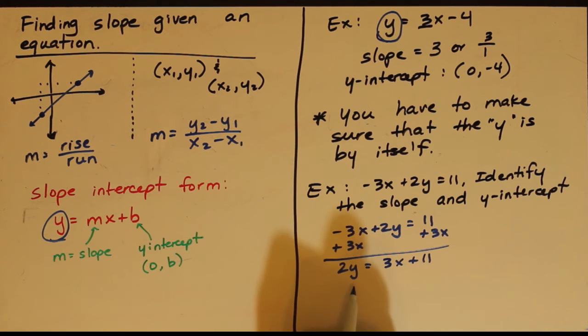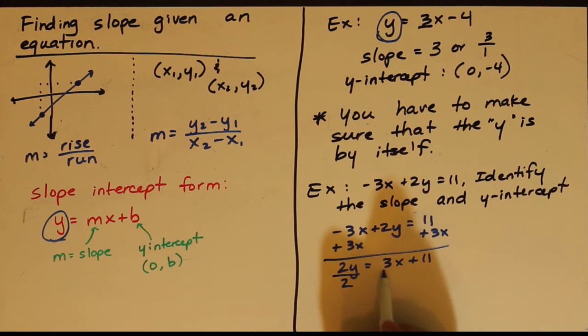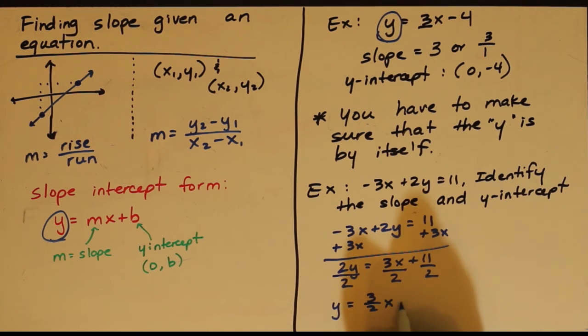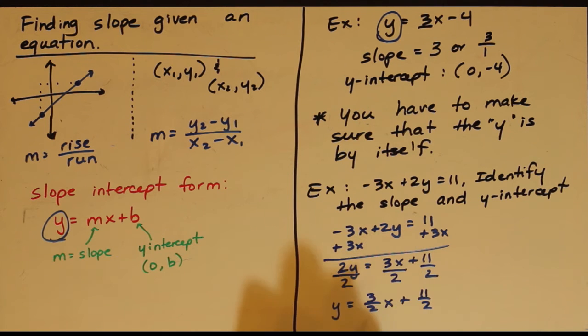And now to get the y by itself, I have to divide by 2, right? But remember, if I divide one term by 2, I have to make sure I divide every term by 2, right? Including that 11. A lot of people seem to mess that up. So now we're going to have y is equal to 3 halves x plus 11 over 2. Yes, 3 halves x is the same thing as 3x divided by 2.